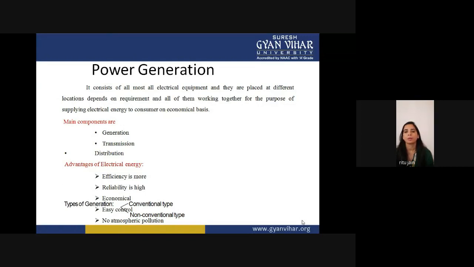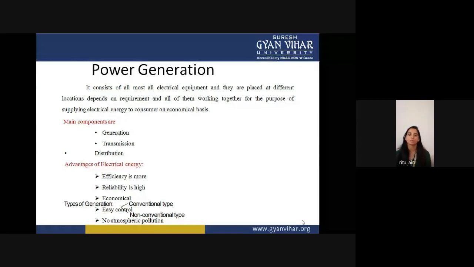What are the advantages of electrical energy? First, we have to understand the advantages of electrical energy. Electrical energy has high reliability, is economical, easy to control, and causes no atmospheric pollution. And there are two types of generation: one is the conventional type, and the other is the non-conventional type.